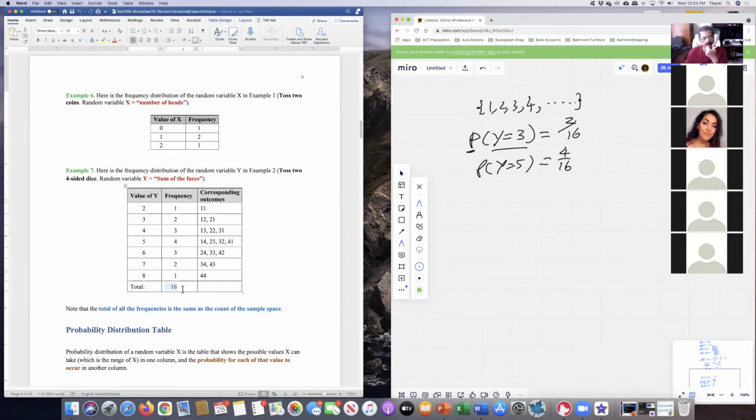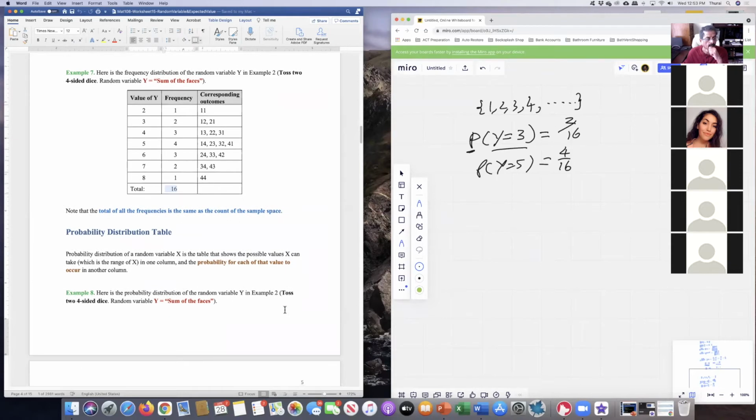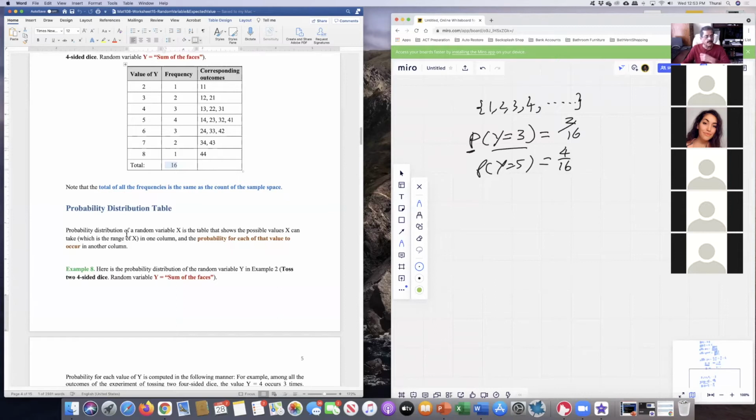For this reason, the probability is sometimes referred to as relative frequency. Relative frequency means the ratio of the frequency as opposed to the total frequency. The probability is the same as frequency divided by total frequency. So sometimes, if your web assigned question asks for the relative frequency table, that's the same as the probability distribution table.